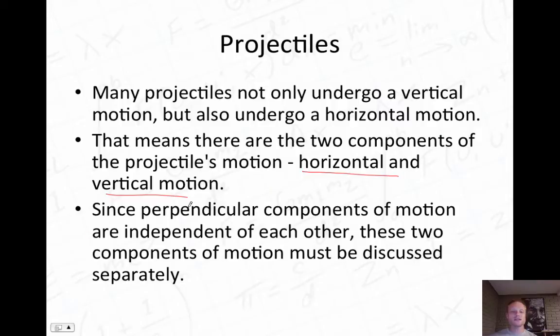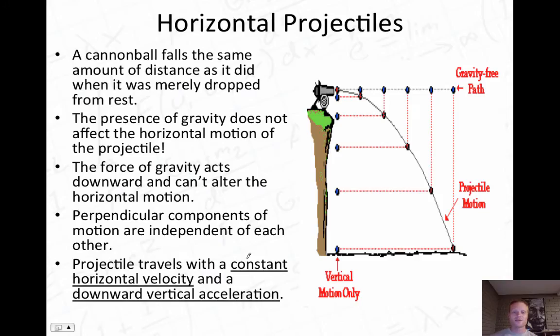We mentioned in lesson 3, when we were dealing with riverboat problems, that perpendicular components of motion are independent of each other. They have really no interaction with each other. They are completely independent. So what the horizontal component does can in no way, shape, or form affect the vertical component, and vice versa. The vertical component cannot affect the horizontal component. So they have to be discussed separately. You have to look at the x and the y components separately.